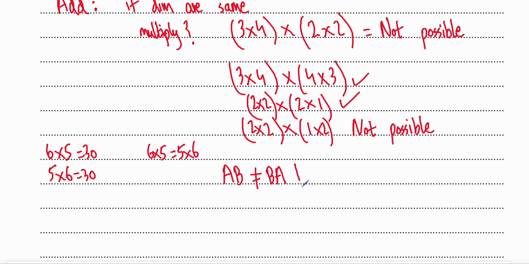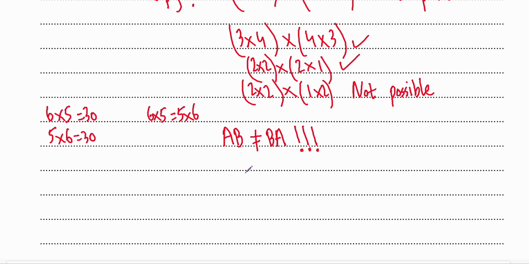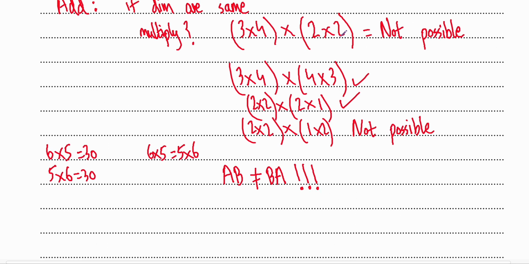So this is very, very important. You have to remember this, because this is something that's very different in matrices compared to what we're used to. So AB is not equal to BA, and you will see why now. Let's look at the matrices I just gave you. I gave you a 3 by 4 and a 2 by 2.